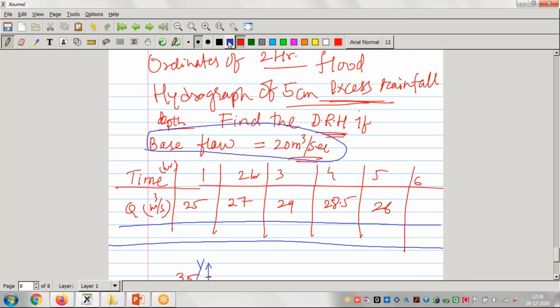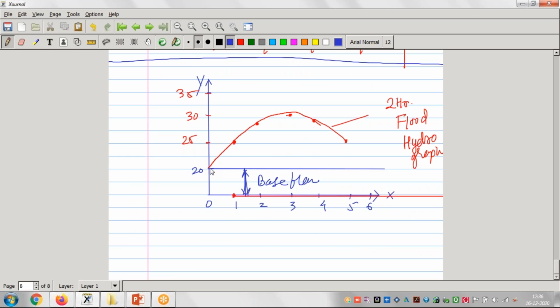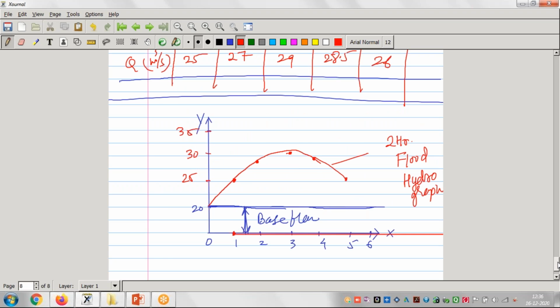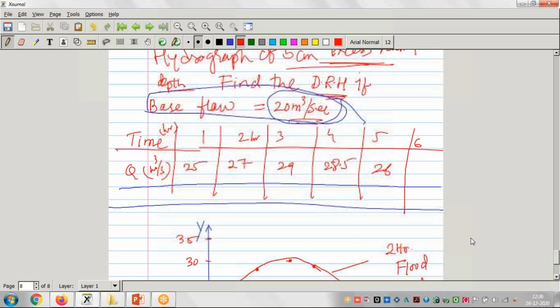20 meter cube per second is the base flow. Means what I said here, this 20 meter cube per second is base flow. Right. Now, if I deduct 20 from 25, I will get some ordinate, that is 5 here.